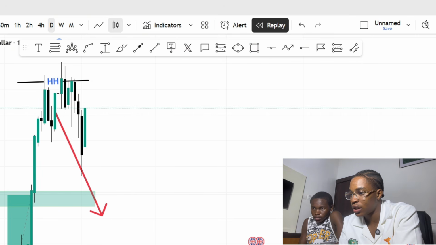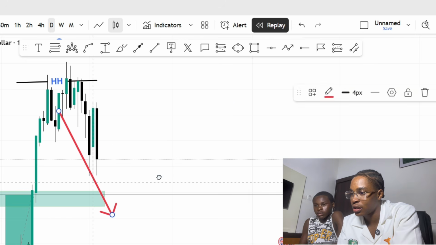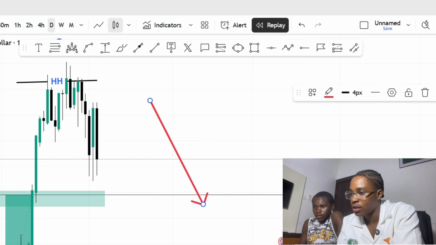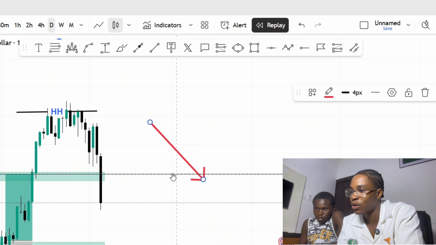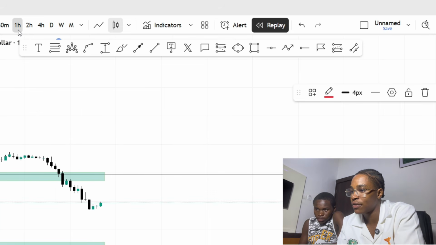You don't have to rush. Even though it will take time, you have to be patient. Okay. Right, so it came here close to where you said, but this is when we go over to the 1 hour time frame. Okay, so we go over to the 1 hour time frame, right?